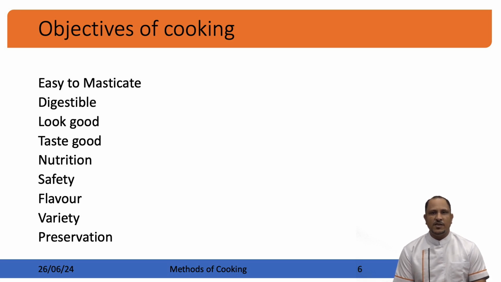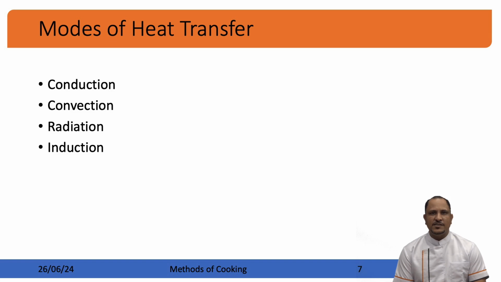Last but not least, preservation. Various methods of cooking are also used to preserve food, which means to increase the shelf life of the food. Okay. So these were the objectives of cooking. Then, when we say that cooking is withdrawal and application of heat, this heat is transferred to food by various modes. Let's discuss these modes of heat transfer.